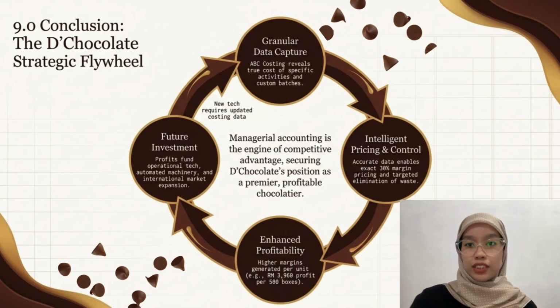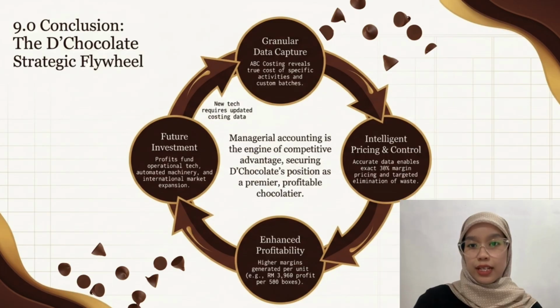In conclusion, managerial accounting plays an important role in helping D-Chocolate manage costs and improve business performance. The 3 costing methods provide useful information for pricing, cost control, profit planning, and production efficiency. Among the 3 methods, activity-based costing is the best choice because it provides the most accurate cost allocation and supports better managerial decision. By using the right costing method and continuously improving its operation, D-Chocolate can increase profitability, maintain product quality, and achieve long-term business success.